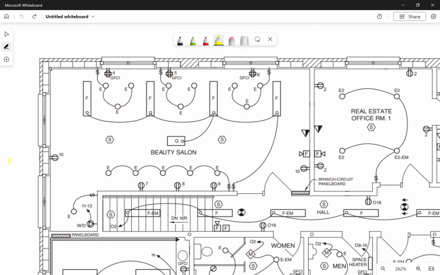Next, we have this F inside of a box with a little triangle. That's a fire alarm, and that triangle is showing us that it has a horn. And so right here we have one that does not have the horn on it. This would be just a flashing light fire alarm, and it is located near the point of exit to direct us towards the exit in case of a fire.